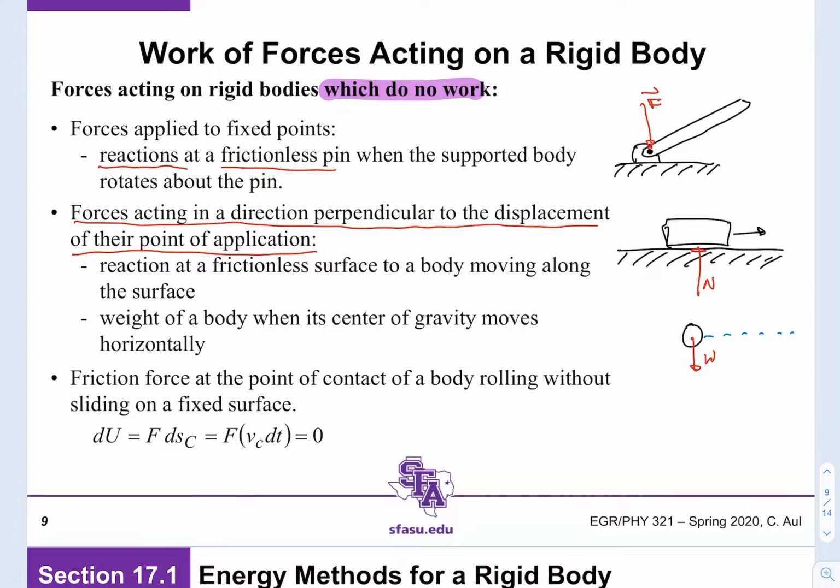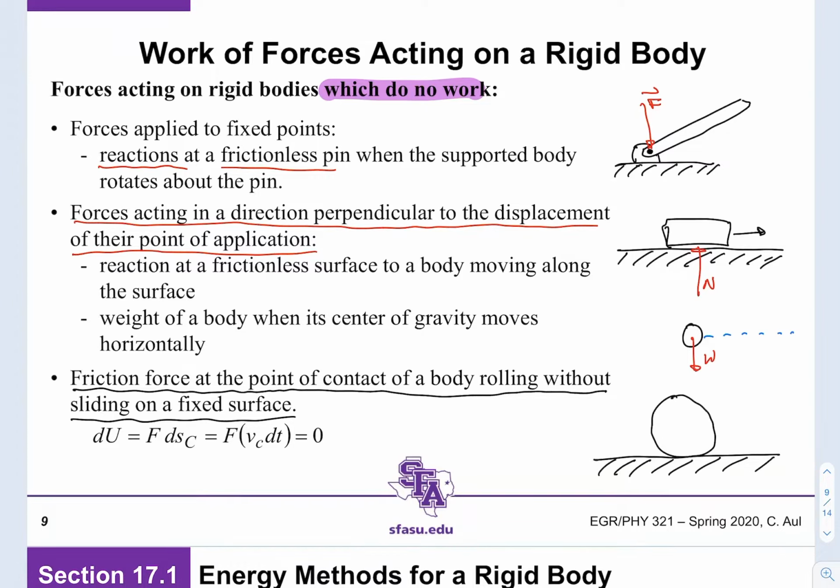So for instance, if I have a baseball traveling in a specific direction, let's say horizontally, the weight here is going to do no work. So those are the two primary cases there. And then the last one can be a little bit challenging to see, but it's very important: if we have a friction force at the point of contact of a body rolling without sliding.